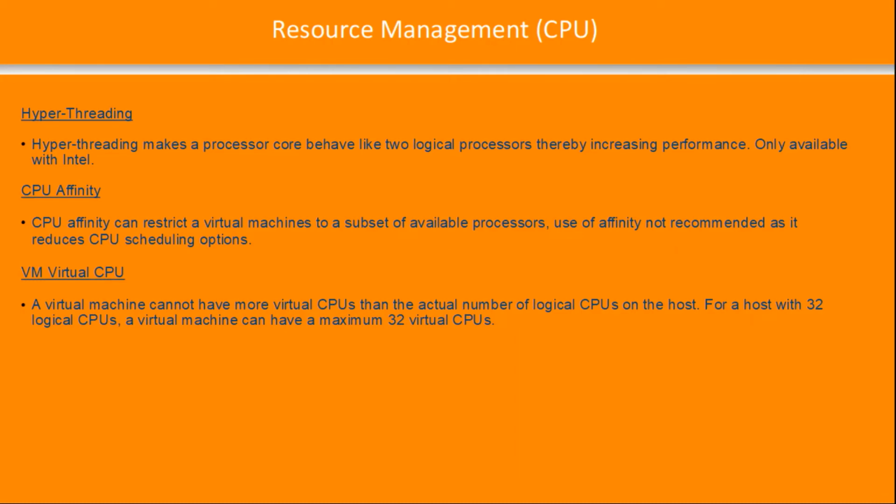A VM cannot have more virtual CPUs than the actual number of logical CPUs on the host. The logical CPUs are determined by looking at the number of sockets on the ESXi host hardware, determining the number of cores, and getting a total of logical CPUs. As an example, on a host with 32 logical CPUs, a virtual machine can have a maximum of 32 virtual CPUs configured.